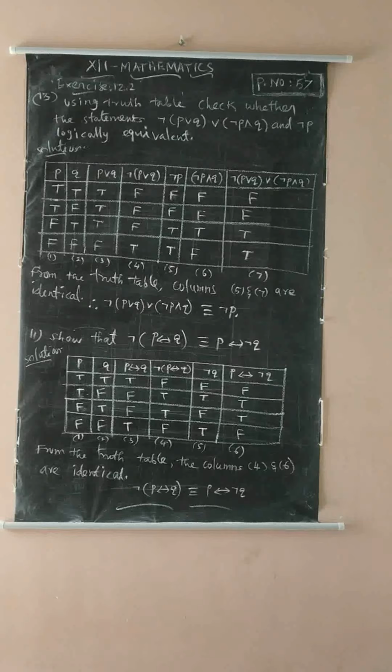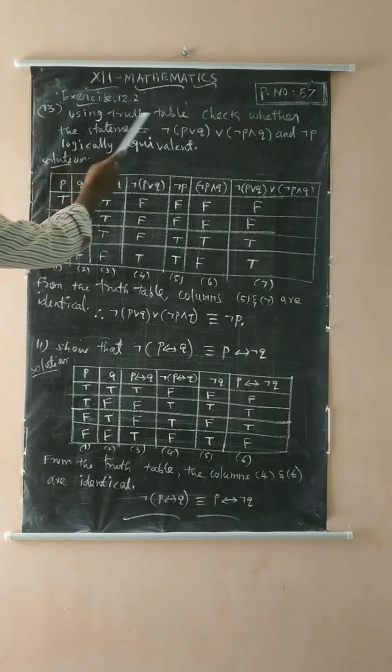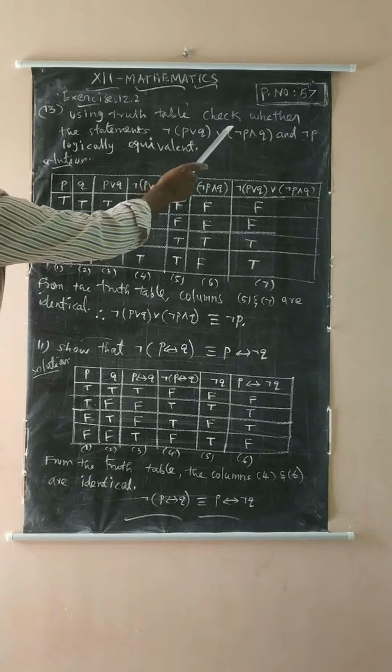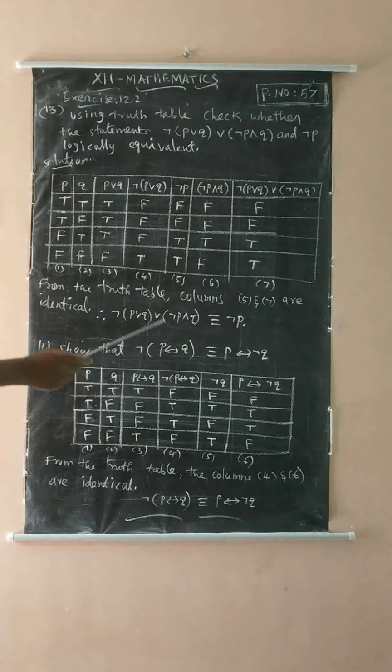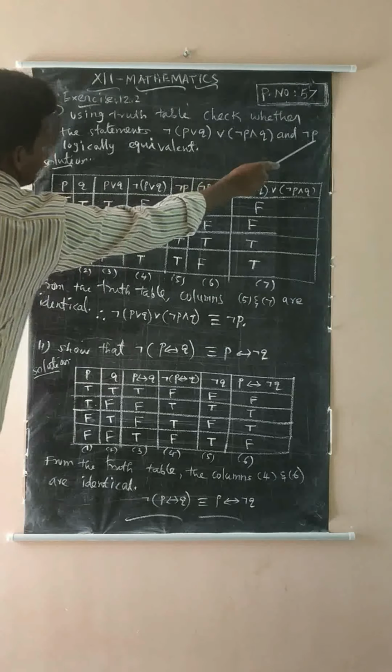Now see exercise 12.2, 13th question. Using a truth table, check whether the statements negation of (P or Q) and (negation P and negation Q) are logically equivalent. This statement is logically equivalent to negation P. We can prove it, we can check it, using a truth table.